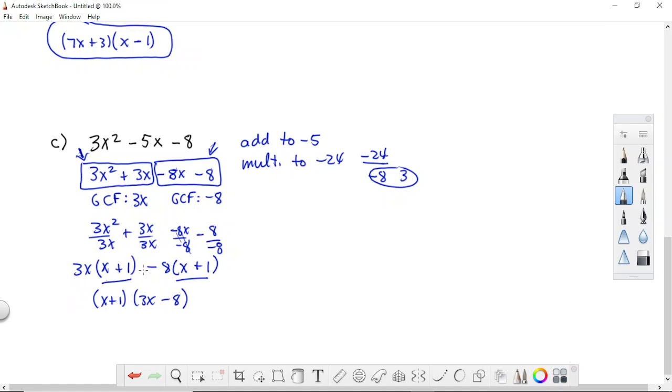Now, of course, this only works when the original quadratic is factorable. So there could be some that are called prime, and you can't factor it. It just will not factor into these binomials with whole numbers. So yeah, if there's one of those, you won't be able to do it. It just won't work.